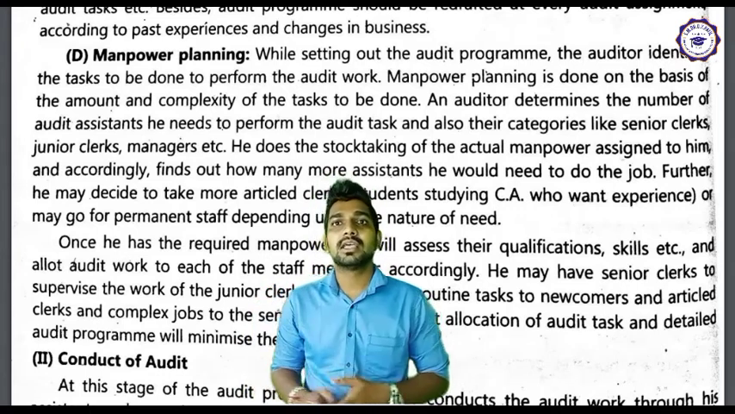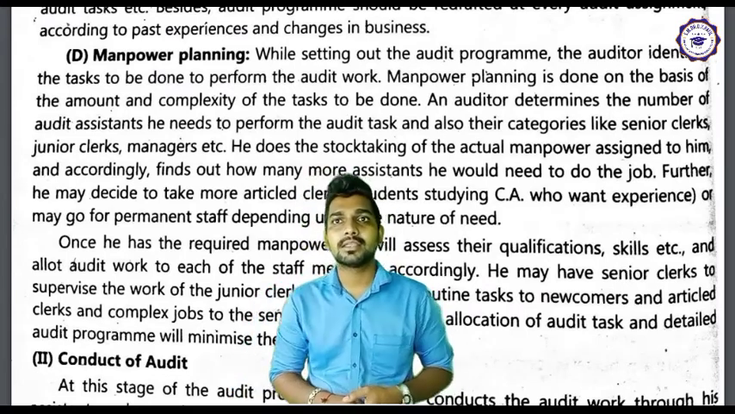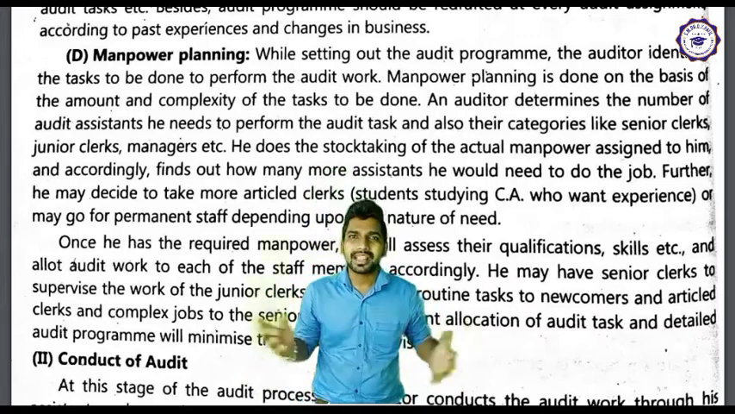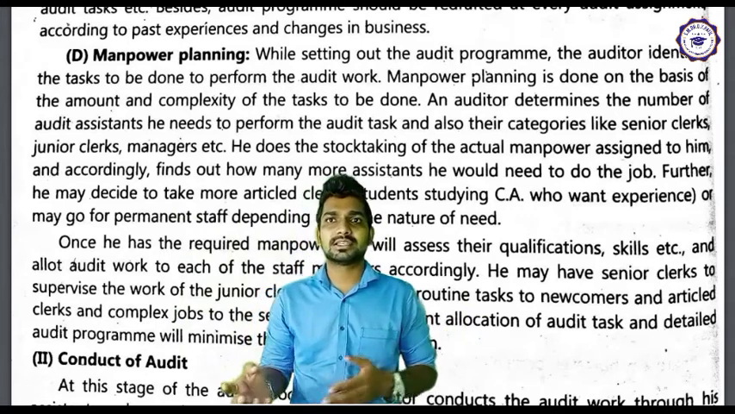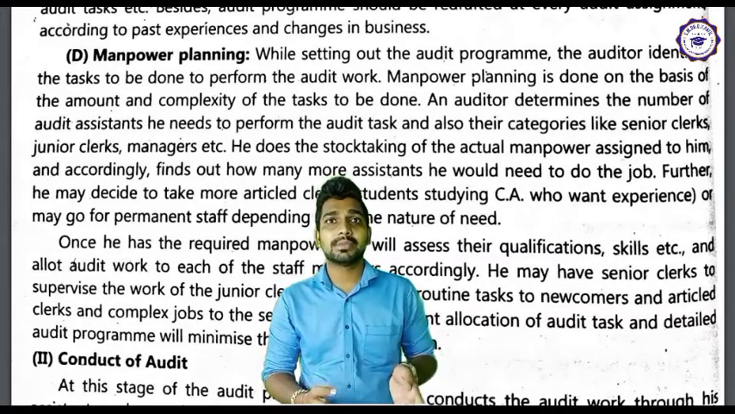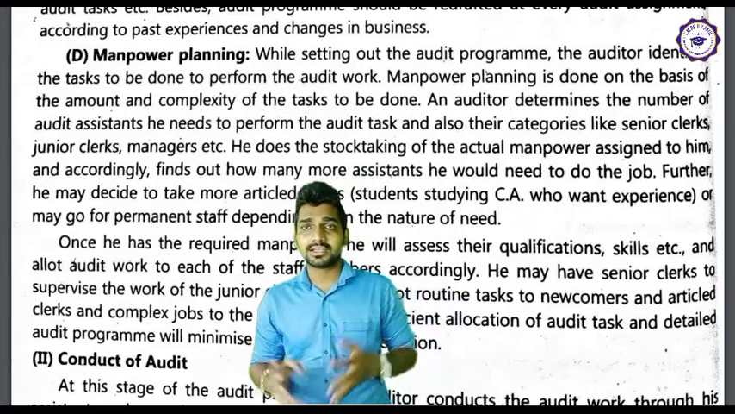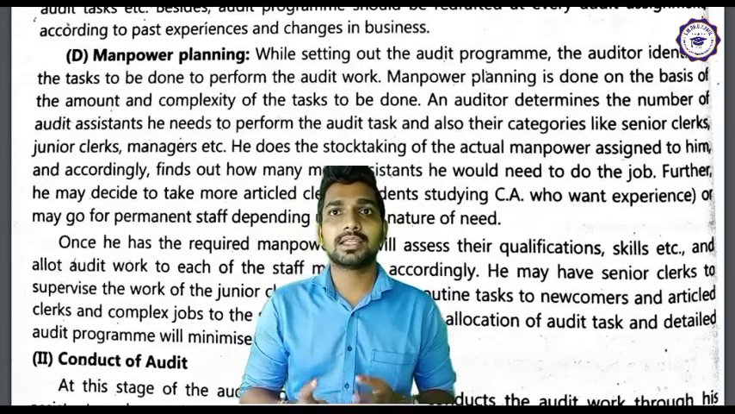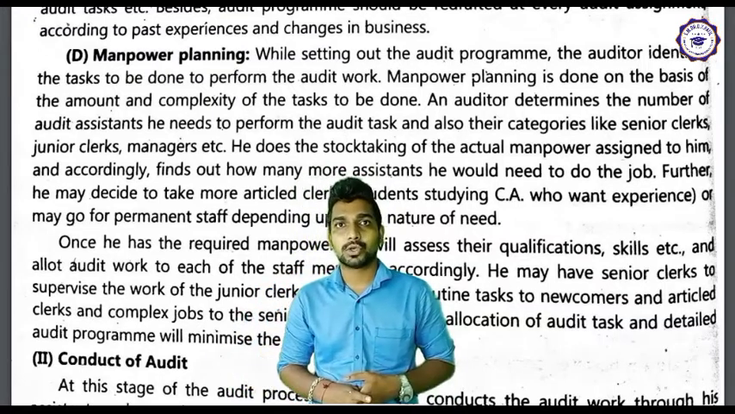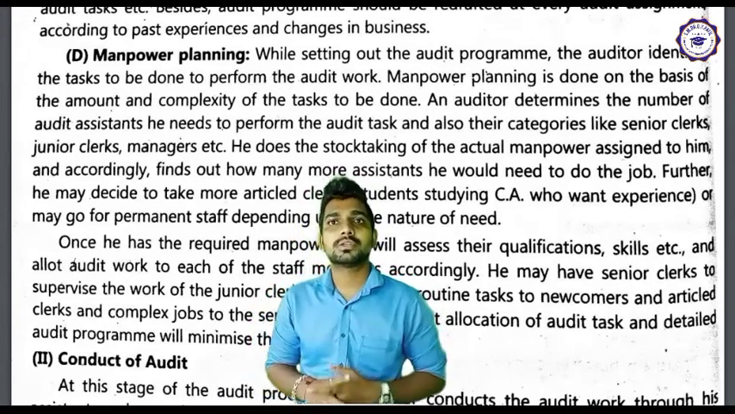He does the stock taking of the actual manpower assigned to him, and accordingly finds out how many more assistants he would need to do the job. Further, he may decide to take more articled clerks, students studying CA who are experienced, or may go for permanent staff depending upon the nature of need.